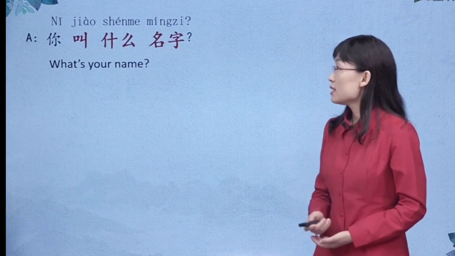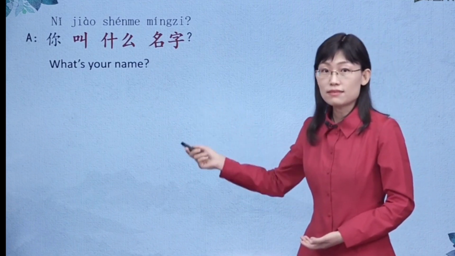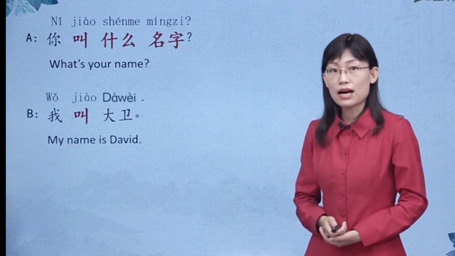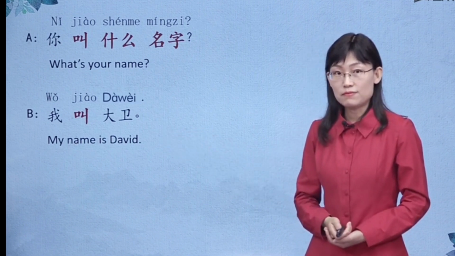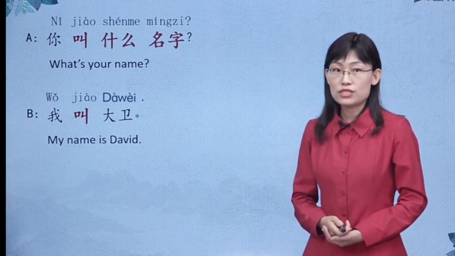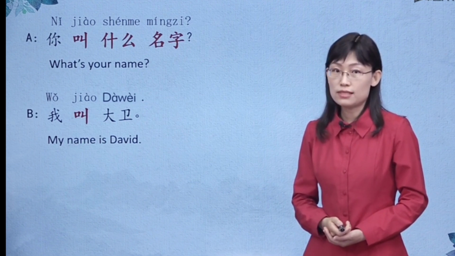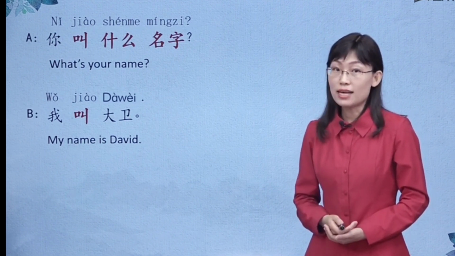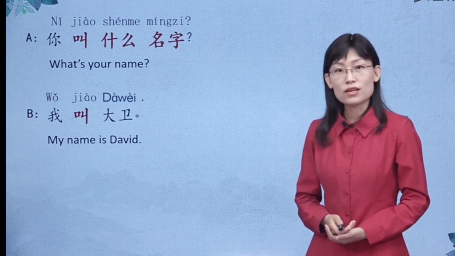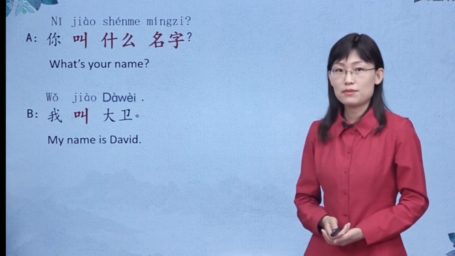Now let's read this conversation once more. 你叫什么名字? 我叫大卫. Here, 大卫 is a person's name. You may replace it with your own name when you introduce yourself to others. For example, when I tell people my name, I will say 我叫李娜. My name is 李娜.